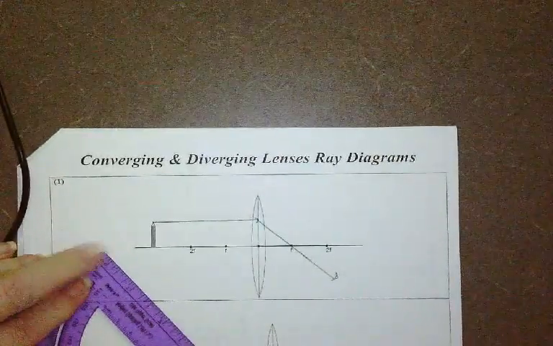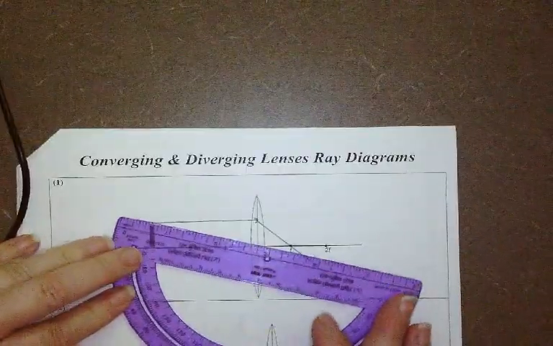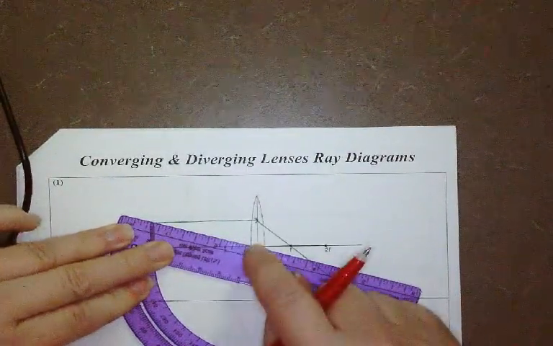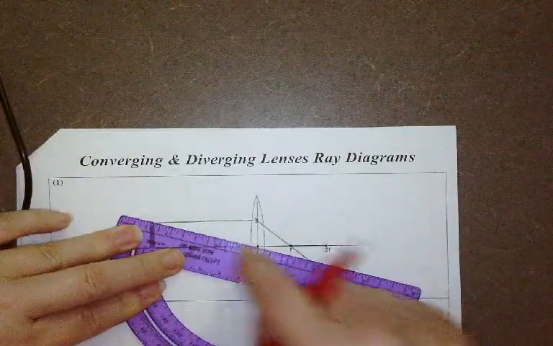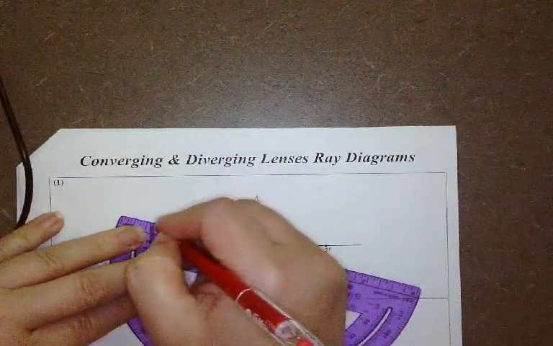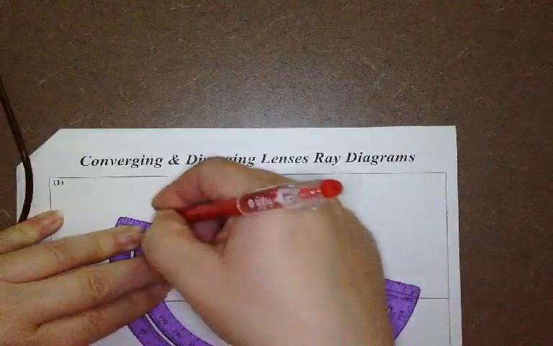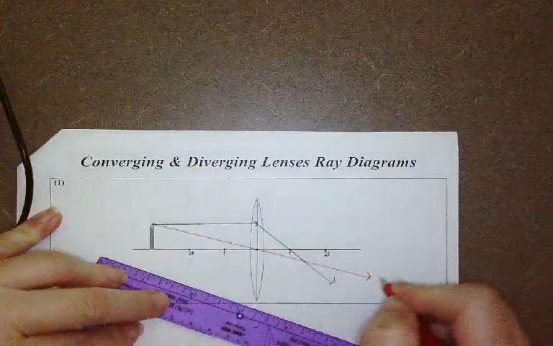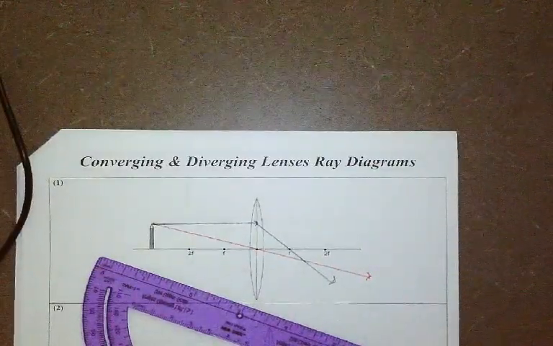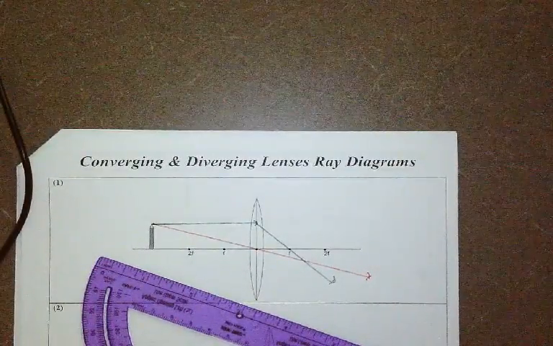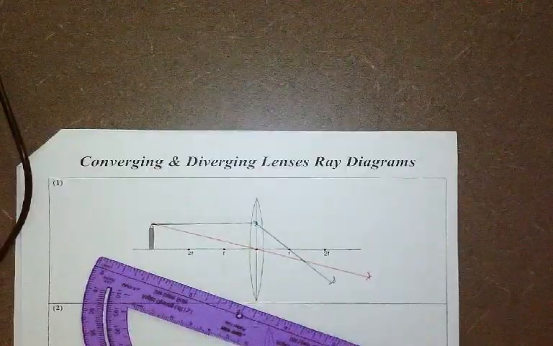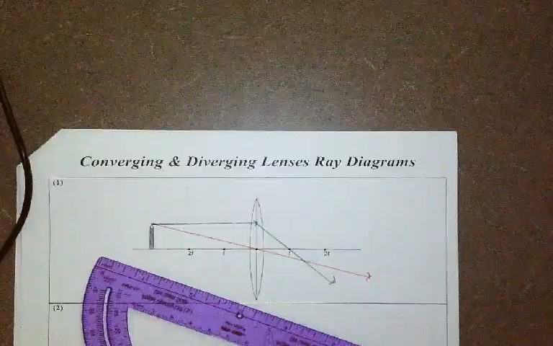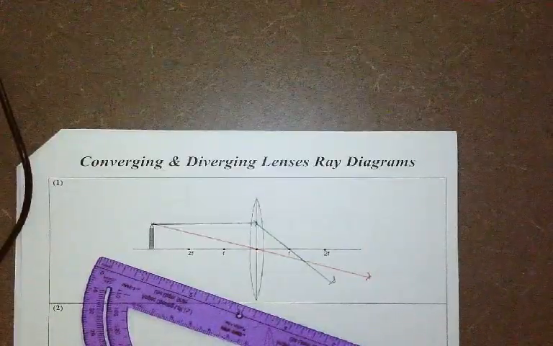Alright, then the second ray we're going to draw is going to go from the top of the object through the center of the lens. We know it's the center because it's the part along the principal axis, okay? So I'm going to draw that one. And then we'll draw a third one for good measure. We could already tell where the object is going to be from that second ray there, but let's go ahead and draw the third one.